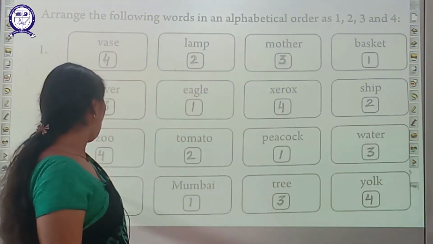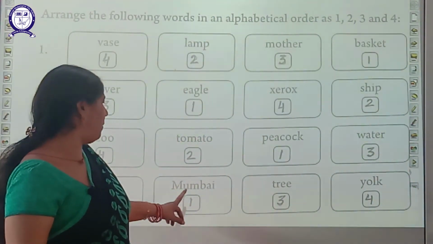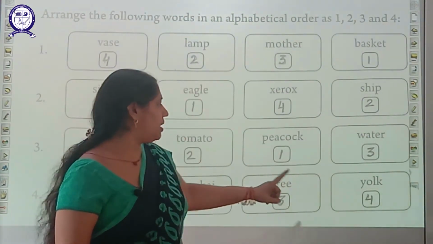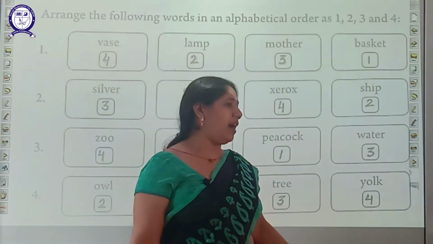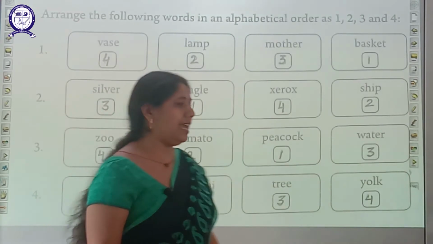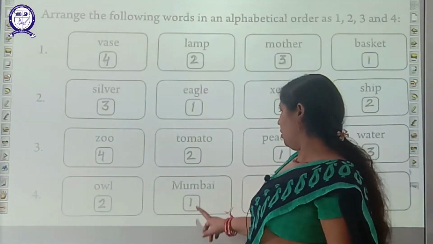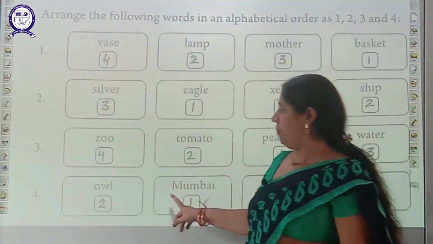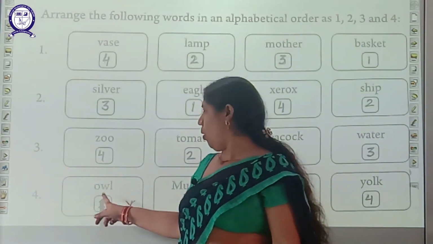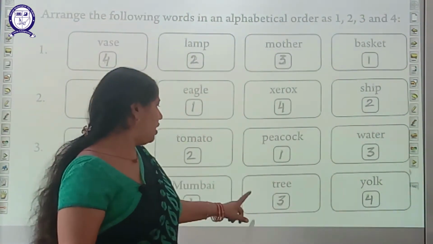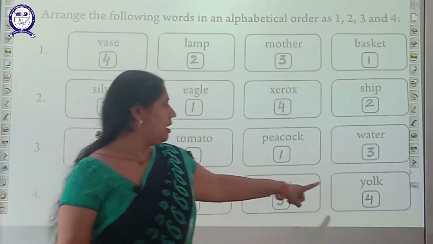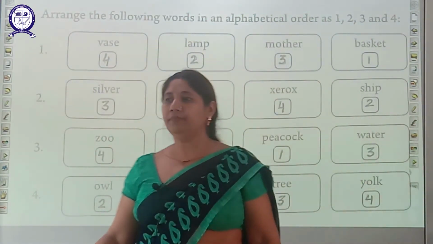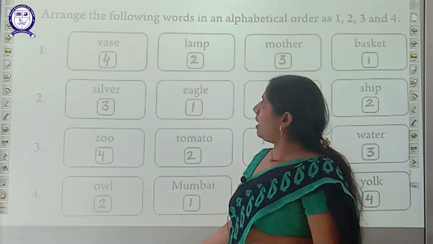Owl, that is starting from O. Mumbai from M. Tree from T, and yolk from Y. So when we recite the alphabet A, B, C, D, M is the first, then O, P, Q, R, S, T, and Y is the last word in the series.